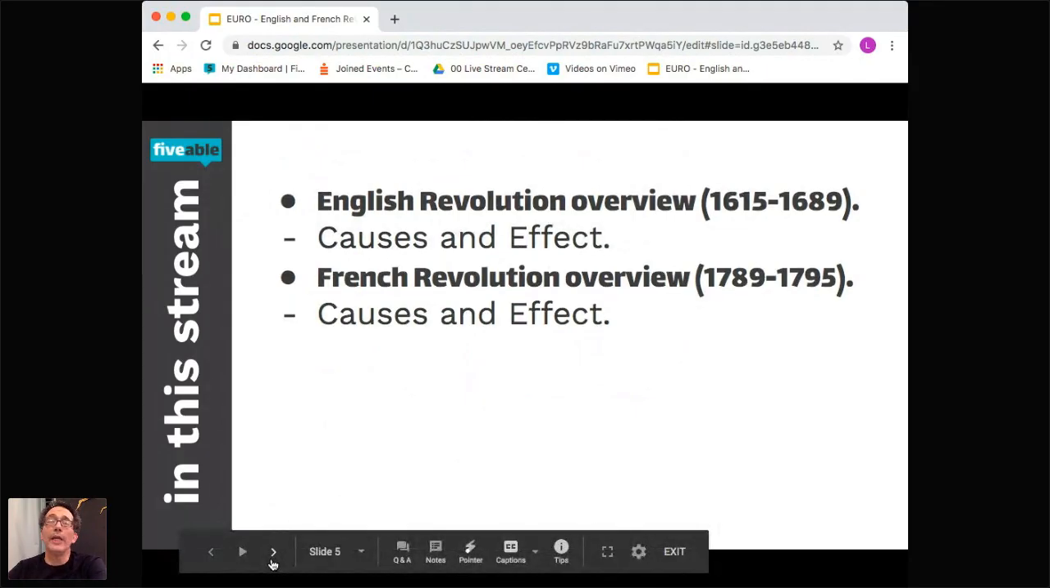A few years ago, we had a DBQ about the English Revolution. So it's not that off that they might give you the French Revolution, definitely a possibility for a DBQ.